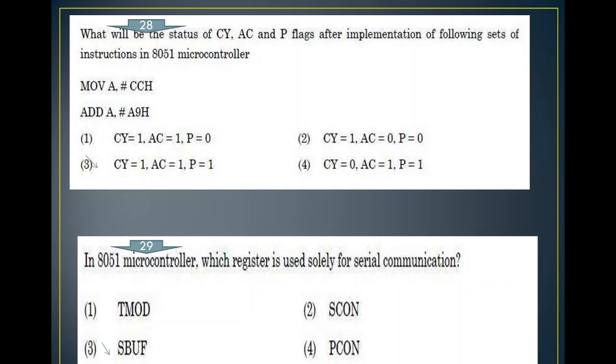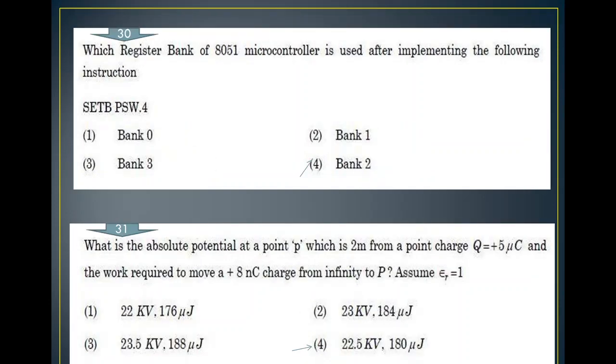And next question, question number 29. In an 8051 microcontroller, which register is used solely for serial communication? Your options: first TMOD, second SCON, third SBUF, fourth PCON, and the correct option is third, SBUF. And the next question, question number 30. Which register bank of the 8051 microcontroller is used after implementing the following instruction?